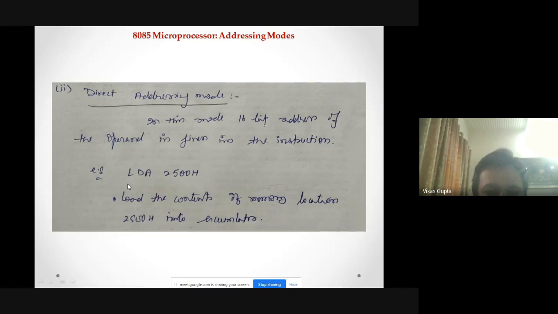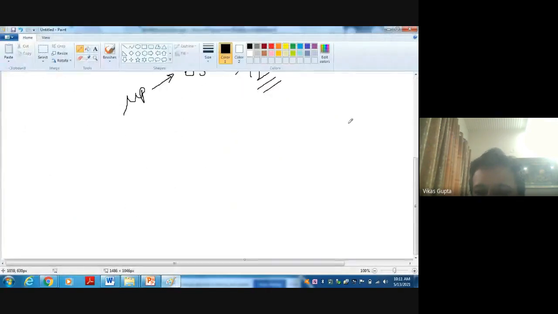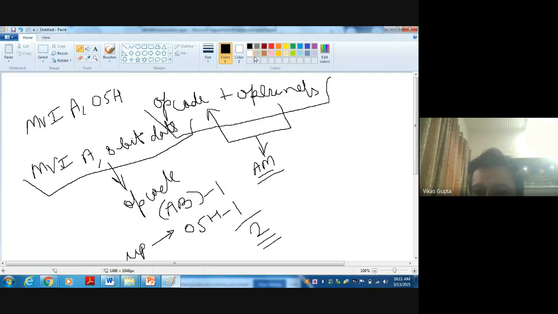The meaning of this instruction is: load the accumulator directly with the content placed on memory location 2500. Let me further explain this. Let's say you have different memory locations here, and on these locations you have some data. Let's say this location is 2000, and on 2000, the data is AB.